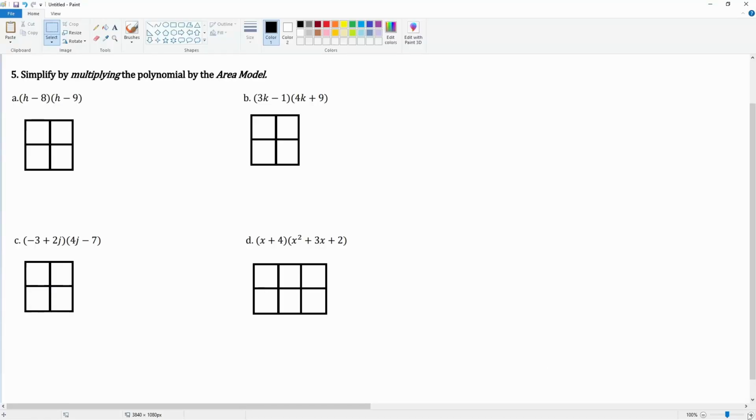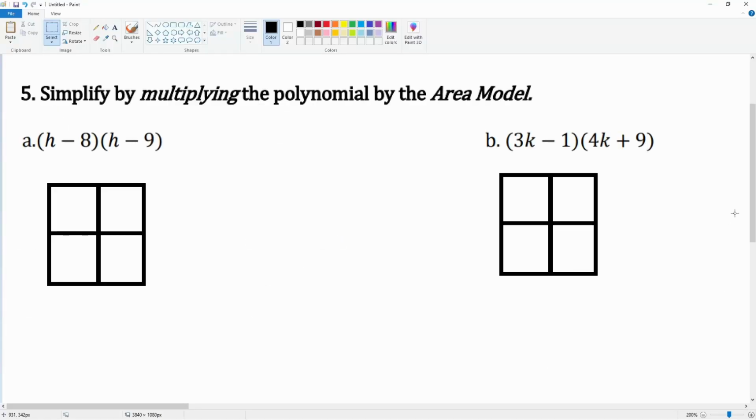Number 5 looks for us to be multiplying the polynomial using the area model. So each factor of the polynomial is going to be one of the sides of our rectangle or square. So we have h minus 8, so we can set that up here as the length. So h is one column and minus 8 is the other column. Then we set up the rows, which is going to be h and minus 9 to represent the second factor.